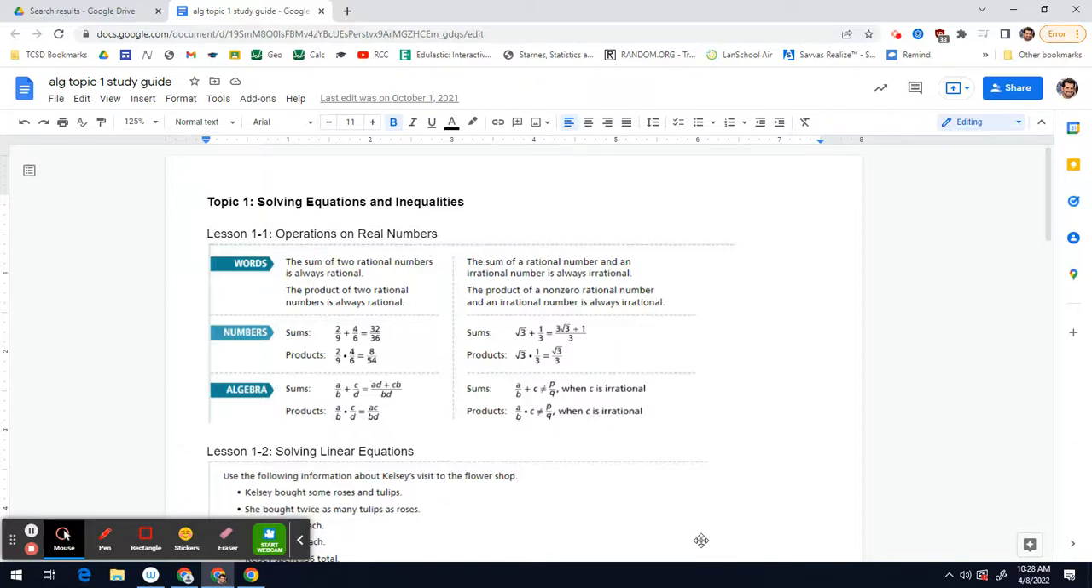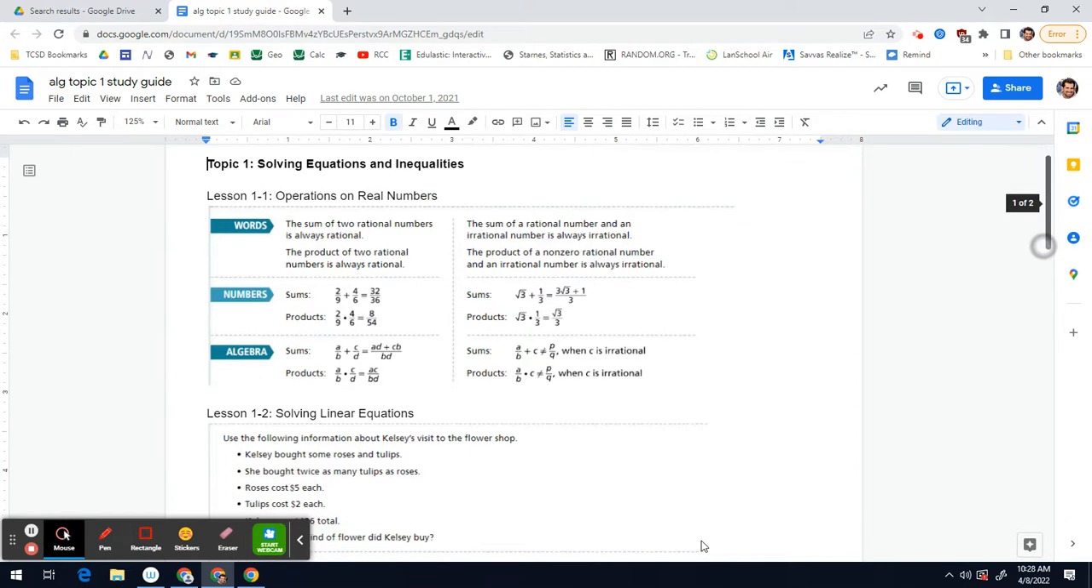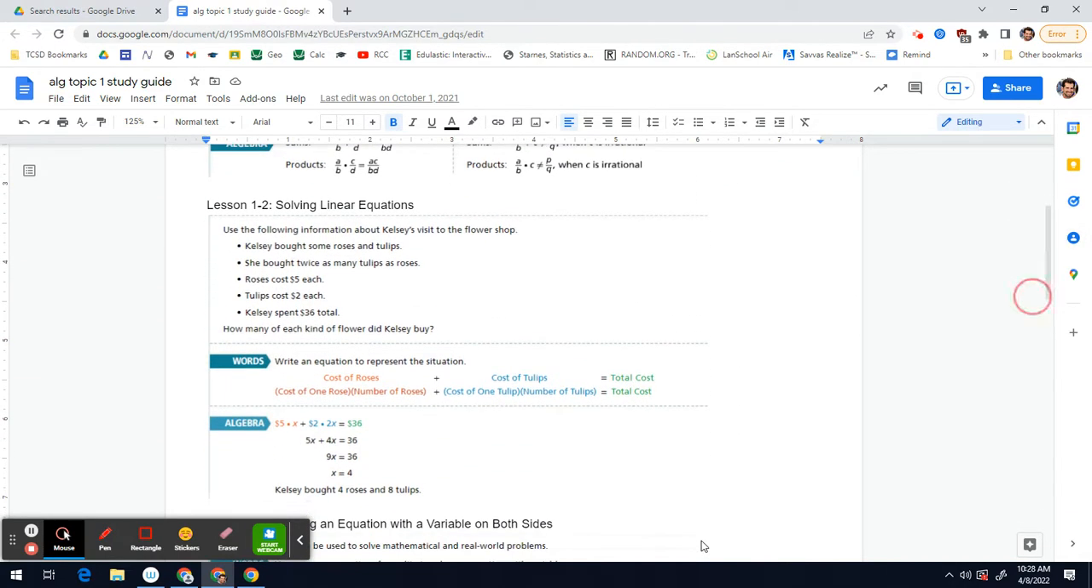All right, algebra, so this is your OST study guide reviews. This is topic 1 on solving equations and inequalities. So this first section, no, don't need to know this. Second section, so solving linear equations.